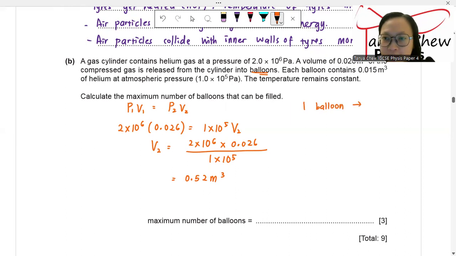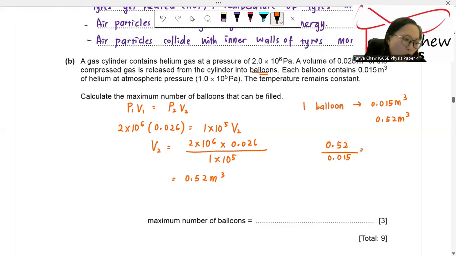So one balloon can fill in 0.015 meter cube, and I have 0.52 meter cube. All you need to do is cross multiplication. I'll take 0.52 divided by 0.015, and I got 34.6 balloons that I can fill. But you know that I cannot get 0.6, right? So the maximum number of balloons that I can fill is just 34 balloons. So the answer is 34.